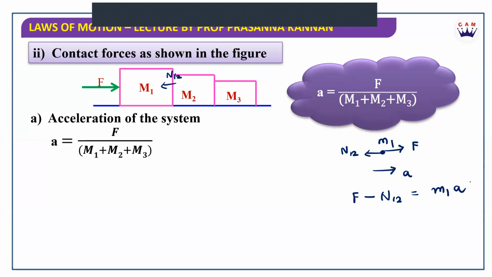That's all clear now. So what is F equal to? N12 plus M1A. Or in other words, what is N12? F minus M1A. Okay, now let's write the free body diagram for M2 and tell me, guys.